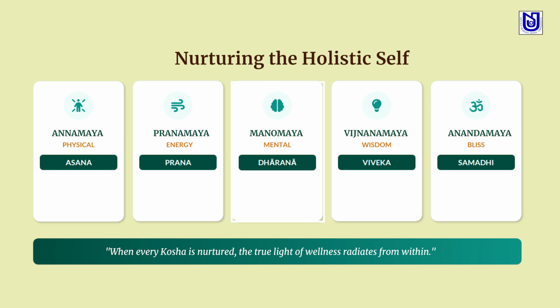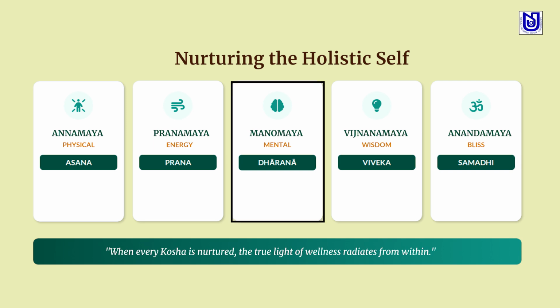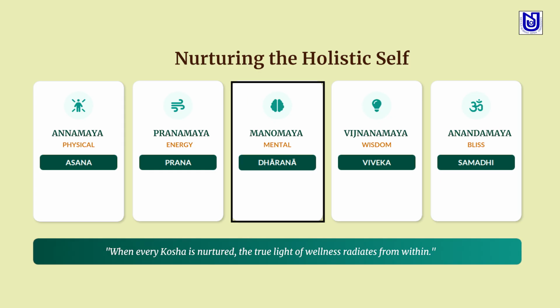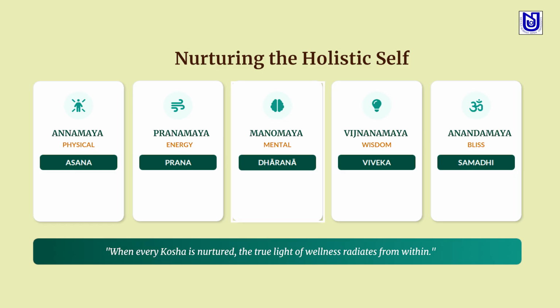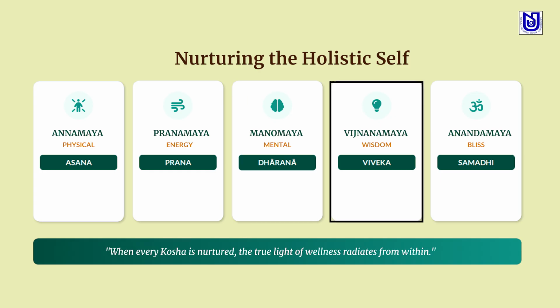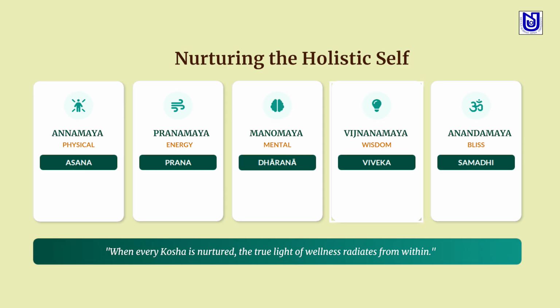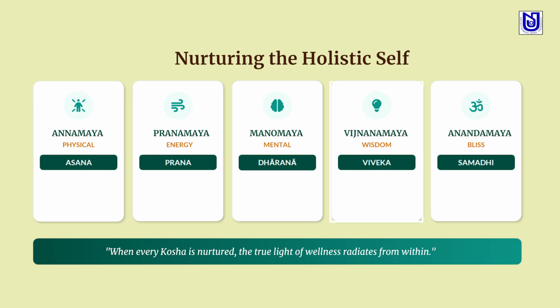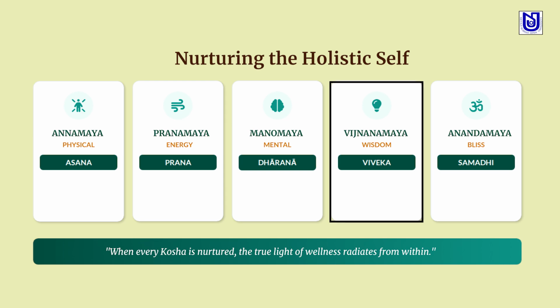Through the practice of dharana, we can engage in concentration and sensory withdrawal to rest our busy and cluttered mind and achieve clarity, that is the Manomaya Kosha or mental sheath. Through the practice of viveka, or discernment, developing discernment to transcend the ego-led habits and tapping into higher intuitions, we can balance the Vijnanamaya Kosha or the wisdom sheath.